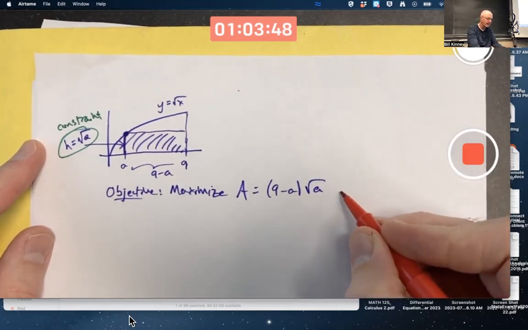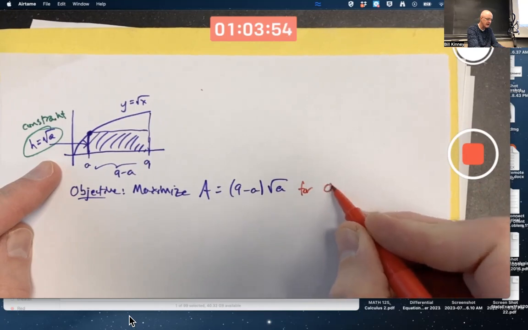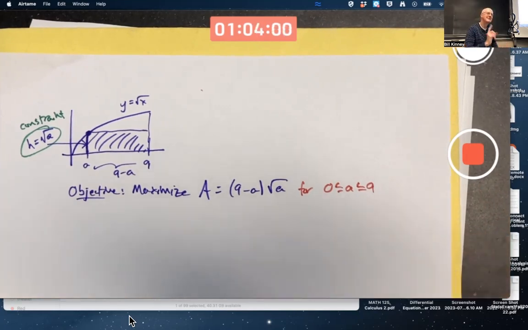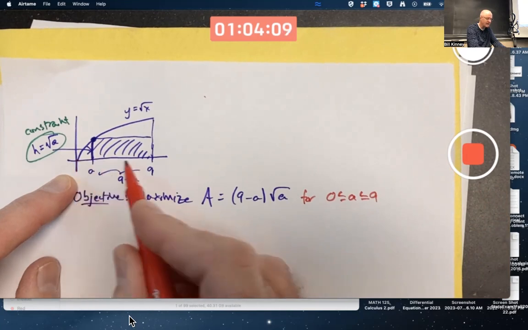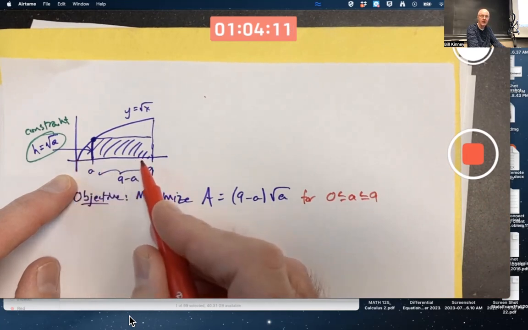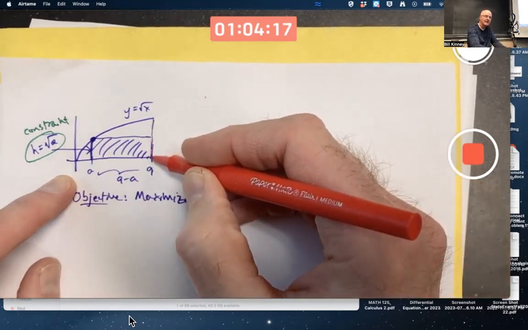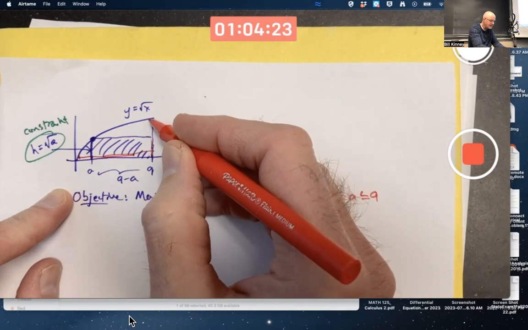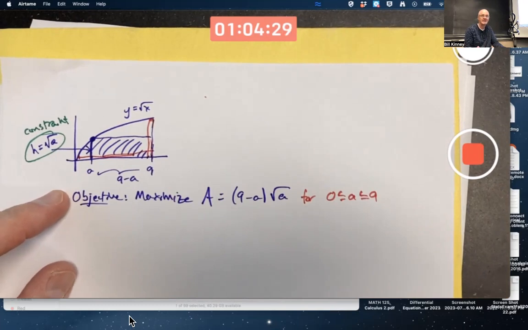For what values of a? Look at the picture. a has got to be somewhere between 0 and 9. Something interesting here. It cannot possibly be maximized at a equals 0 or a equals 9, can it? Because if a is 0, the rectangle doesn't have any height. It's a line with 0 area. And if a is 9, the rectangle is this line. If a is close to 0, the rectangle looks like this. If a is close to 9, the rectangle looks like this. Either extreme can't be the answer. The answer has got to be somewhere in the middle.